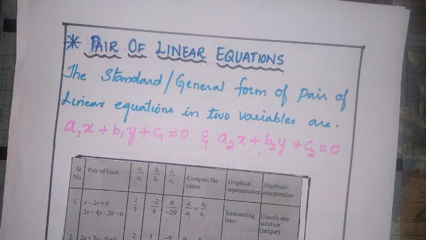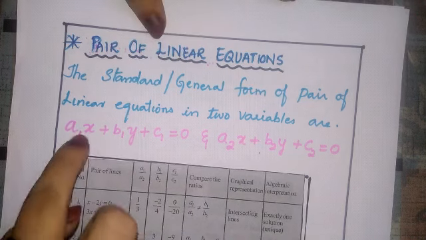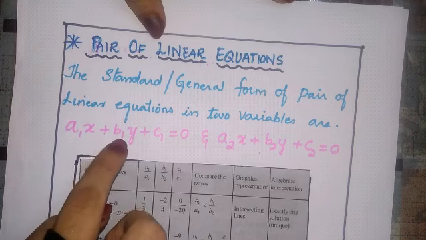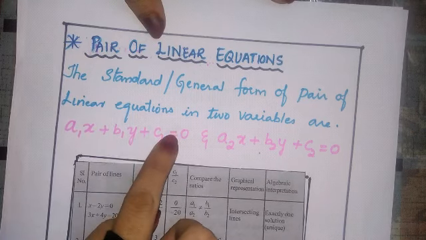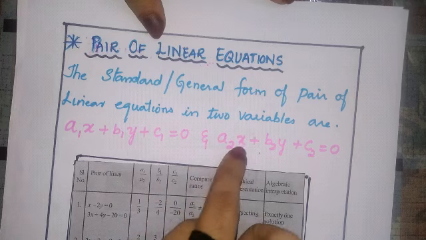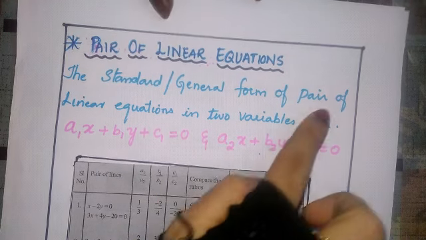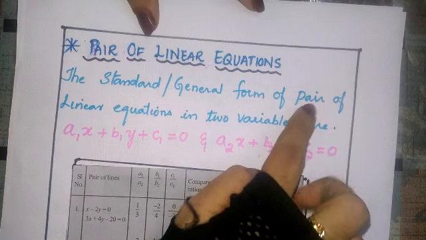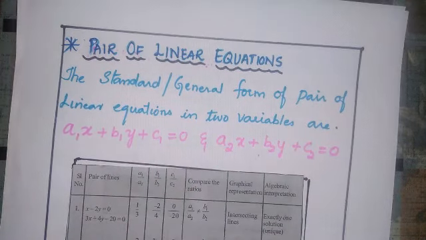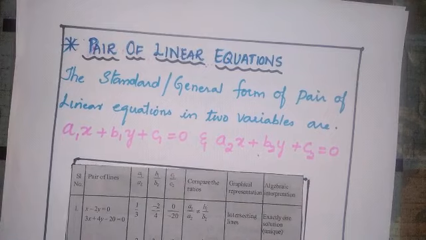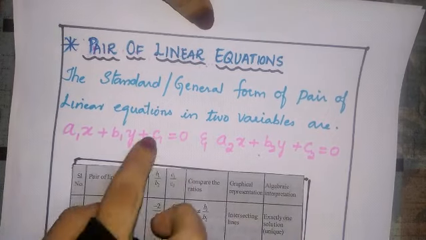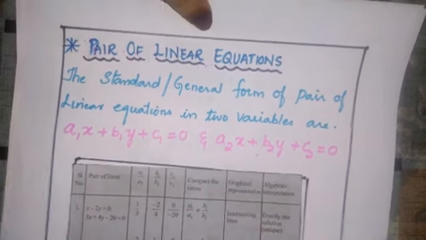At that time, the standard form is nothing but a1x plus b1y plus c1 equals 0 and a2x plus b2y plus c2 equals 0. We know that a pair of linear equations, always pair means two equations. So for a pair of linear equations, you will have two standard forms of linear equations.